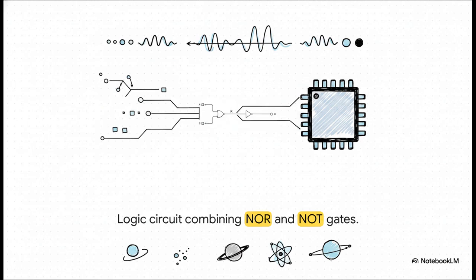Speaking of complex electronics, circuits get way smarter than simple resistors. This schematic demystifies how modern computers actually process binary information using logic gates. What we have here is a combination circuit built from a NOR gate on the left feeding directly into a NOT gate on the right.